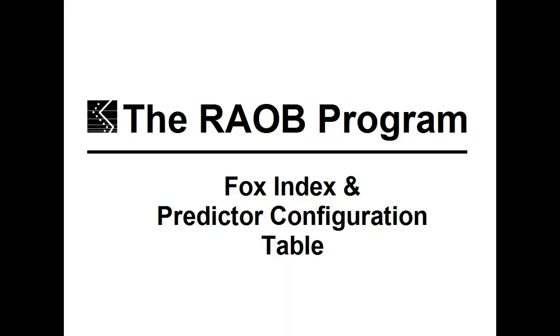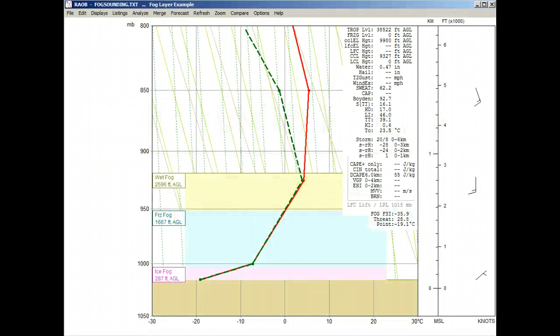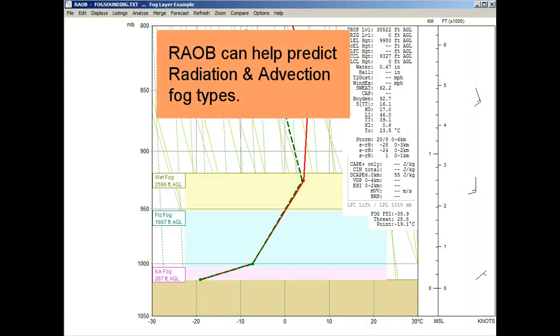Welcome to an overview of the RAOB program's fog index and predictor configuration table. RAOB's fog prediction system can be configured to predict both radiation and advection type fogs.